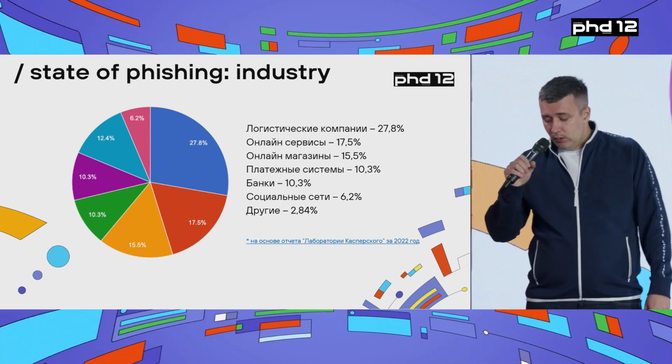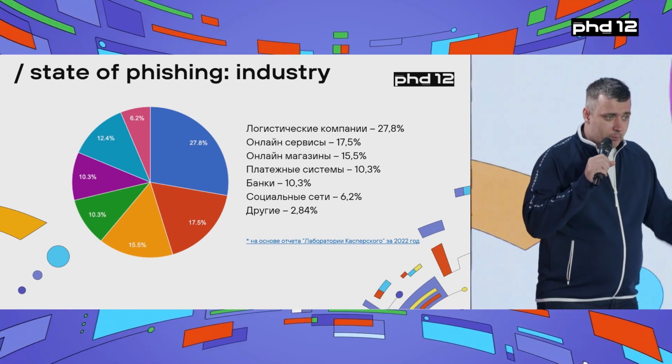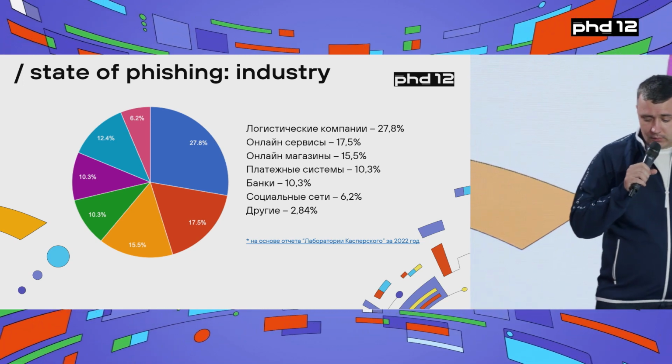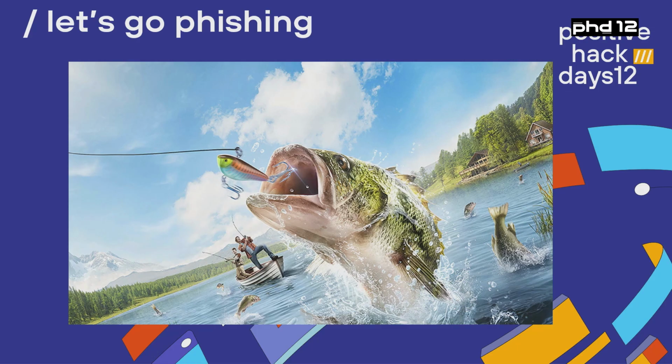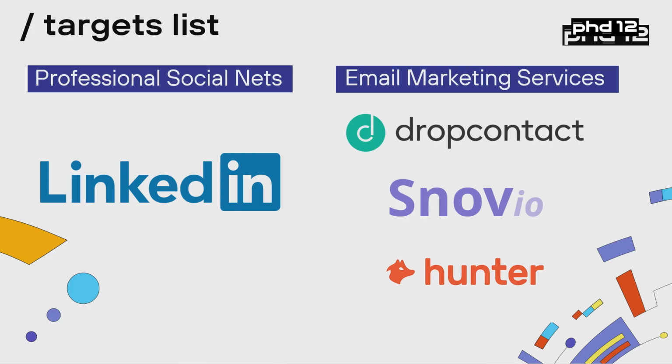These are Kaspersky Labs stats for 2022. You see that logistics companies, 27.8%, and e-commerce are the two largest segments. And these are stats by pretext, according to Digital Security. They did some socio-technical pen tests. A new corporate portal 43%, gift certificates 36%, email server 10%, mystery Santa 10%, and stock taking 30%.